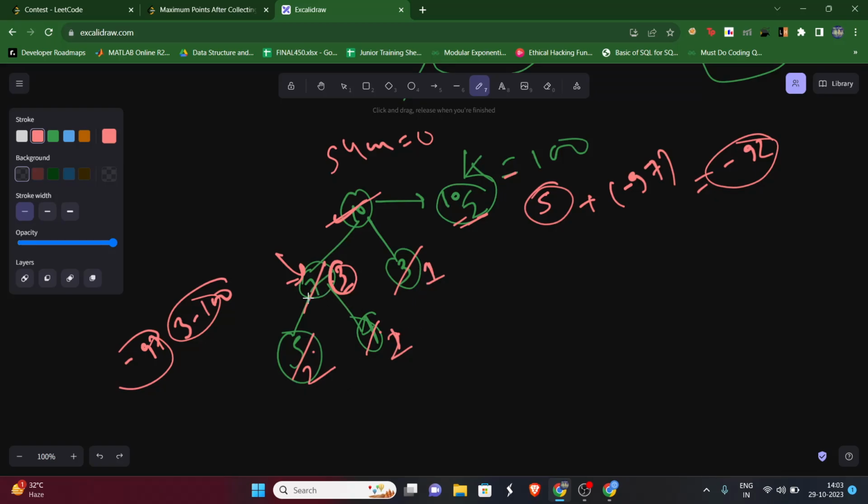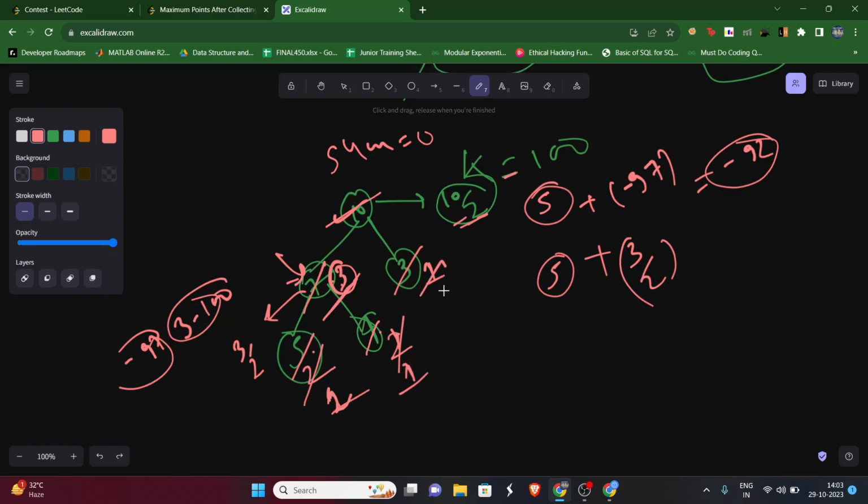But let's say instead of this, we have chosen to take n by 2 coins, or whatever, 3 by 2 coins from here. In that scenario our total coins will become 5 plus 3 by 2. Now this will be divided by 2 and it will become 1, this will become 1, and this was 1 by 2, that will become 0. So our new updated node coins will be this one.